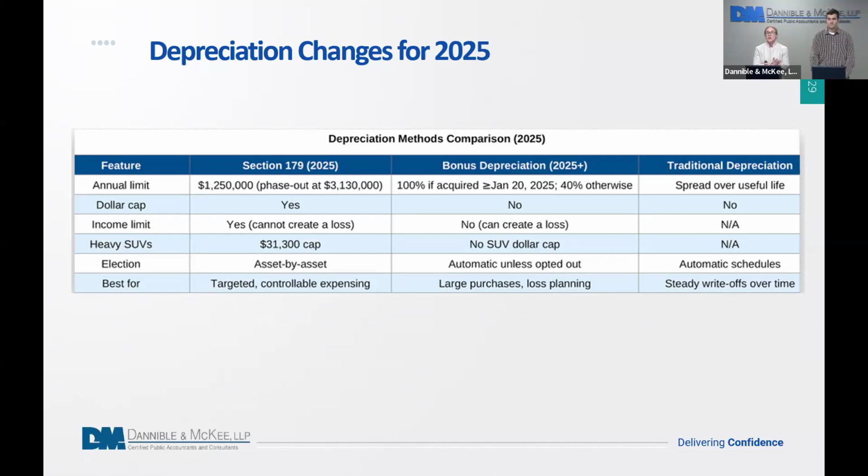Other items of note, companies that have a lot of vehicles, there is a vehicle limit on 179 expense, but bonus depreciation does not have an SUV, heavy vehicle dollar cap. And this slide does not reflect the updated 179 amount, but again, that was 2.5 million for 2025. And bonus depreciation is set at 100%.